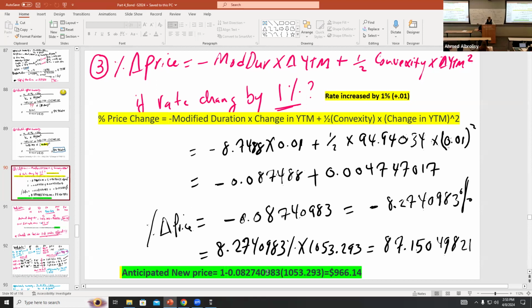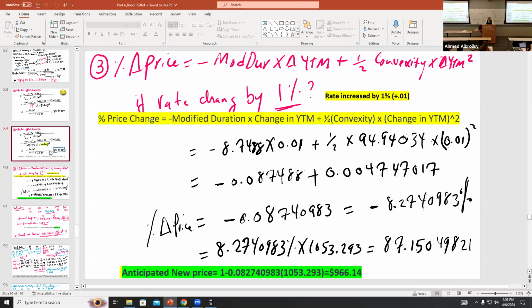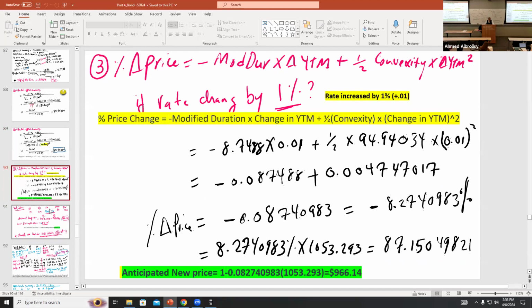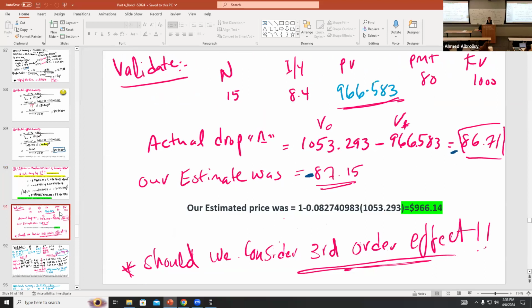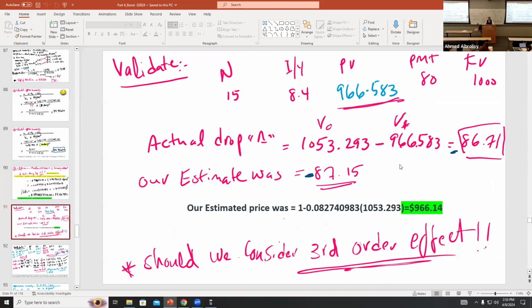Moving on, guys. So now we answer the question: what is the approximated, what is the expected new price? Based on our anticipated new price, it should be 966. But let's validate. To validate, this is an anticipated price, and this is the actual price.